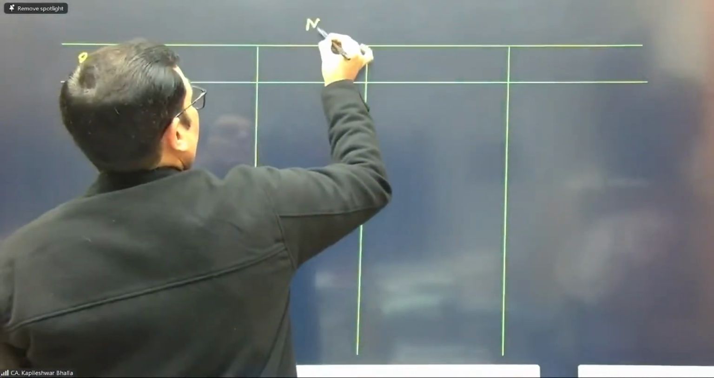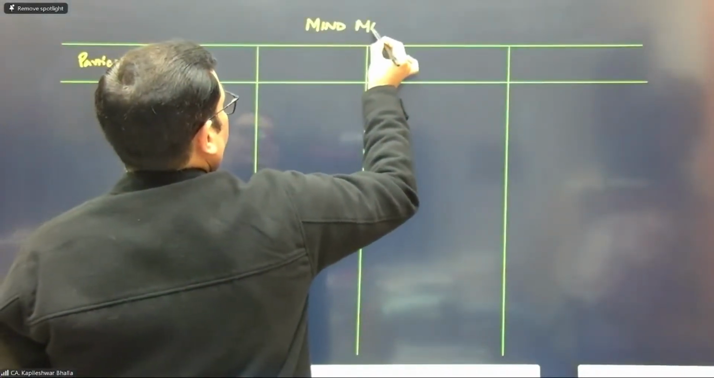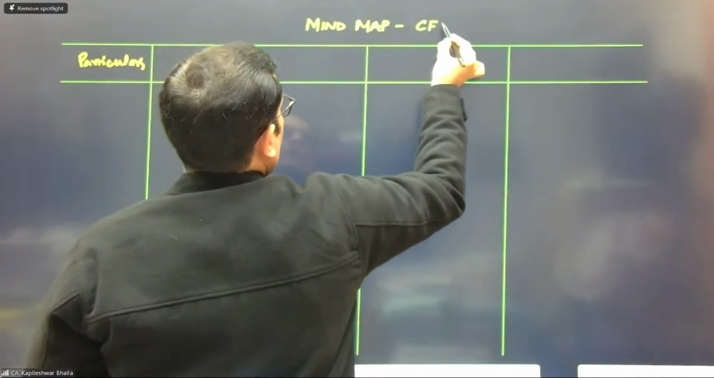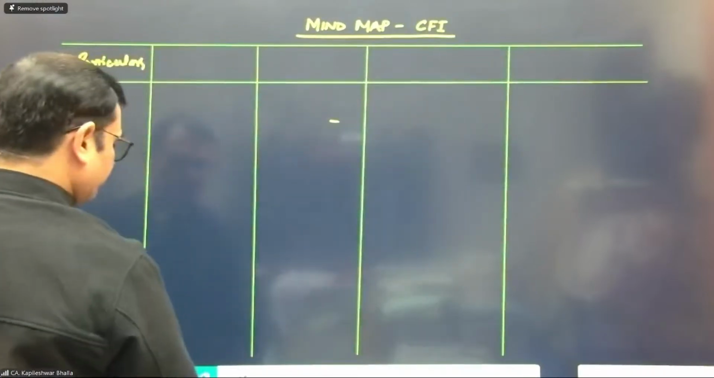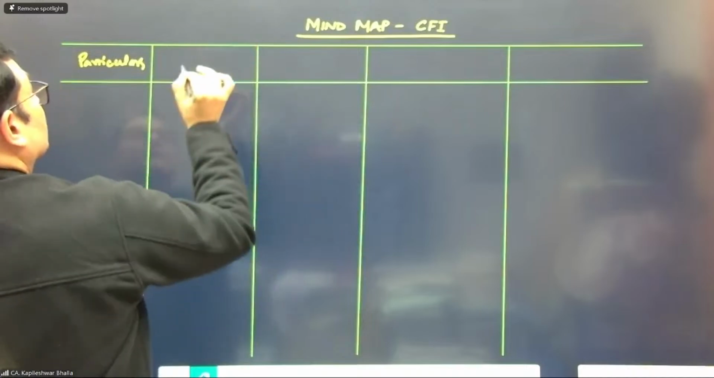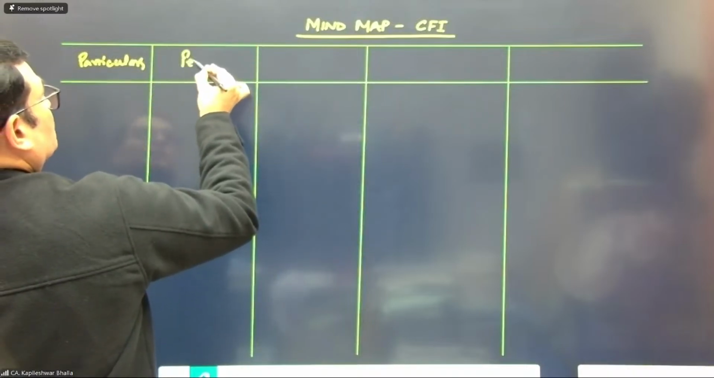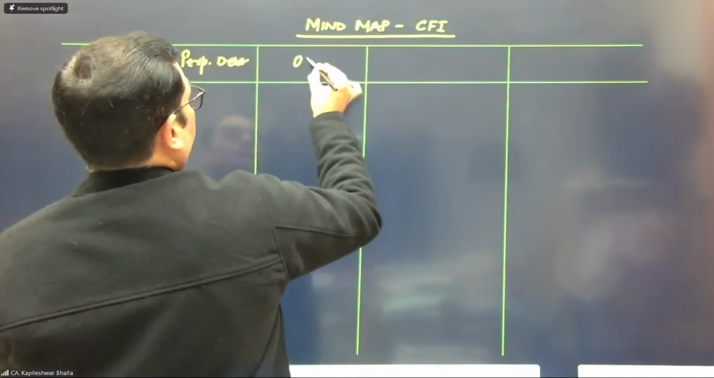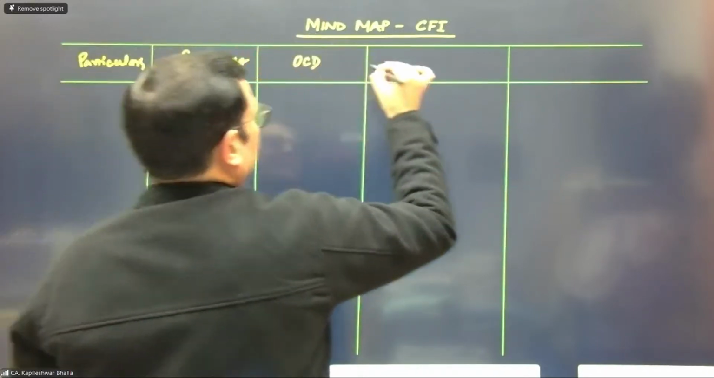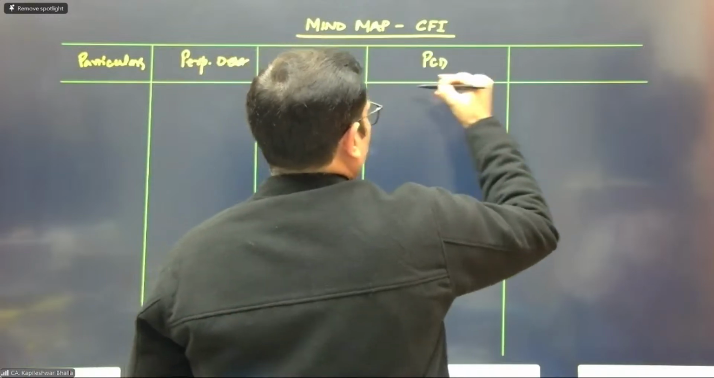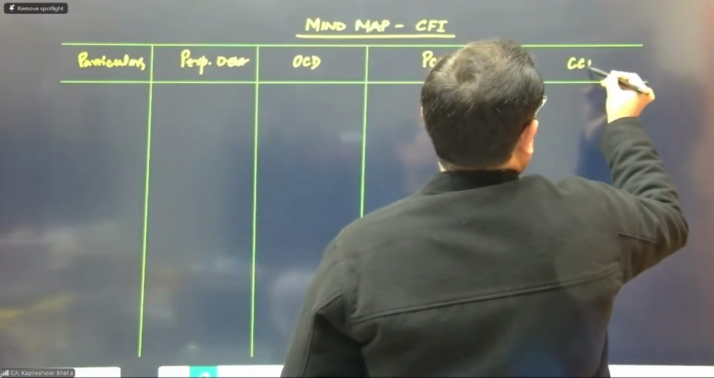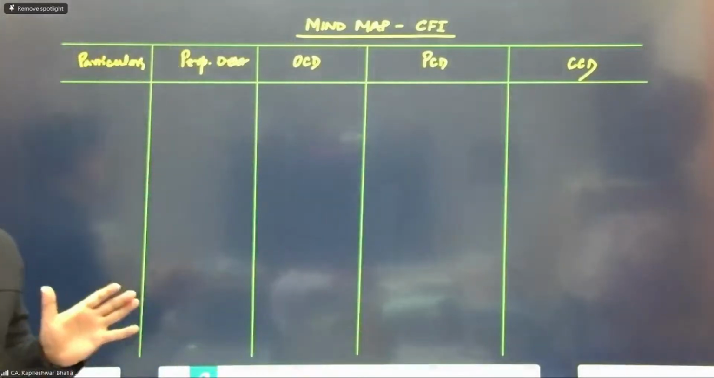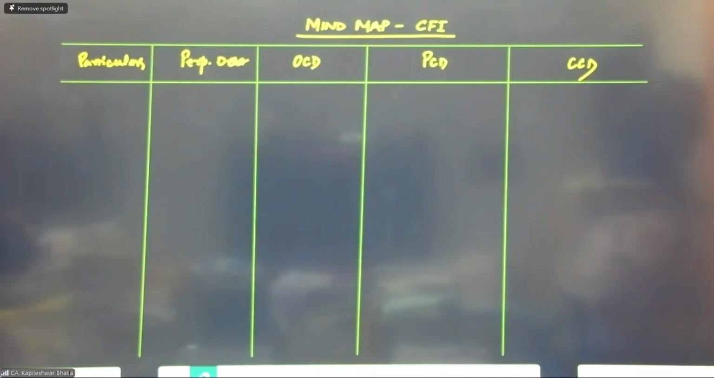So this is a little mind map which I am creating on the concept of compound financial instruments. The first one we are looking at is a perpetual debt instrument. Second, optionally convertible debenture, I'll put it. Then partially convertible debenture, then compulsory convertible debenture. You can take preferentials as well, but one and the same thing effectively. Okay, let's begin the journey in this particular case.